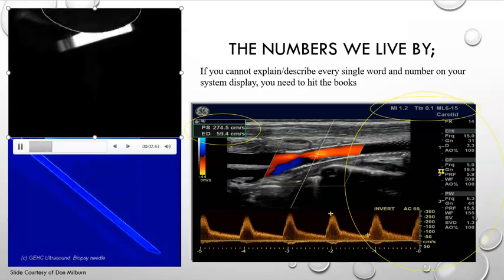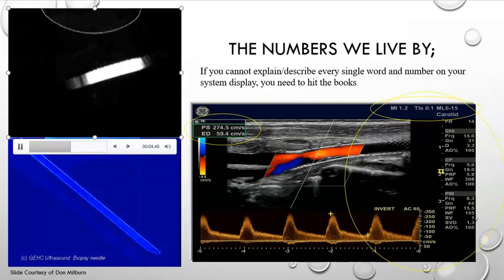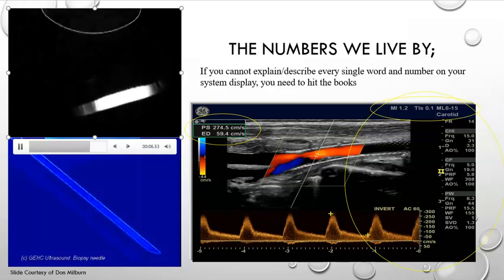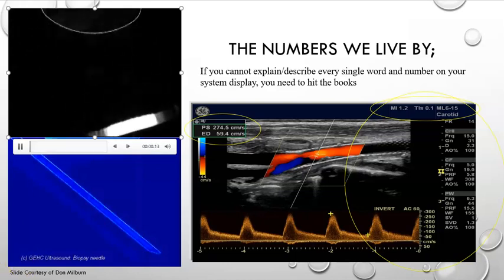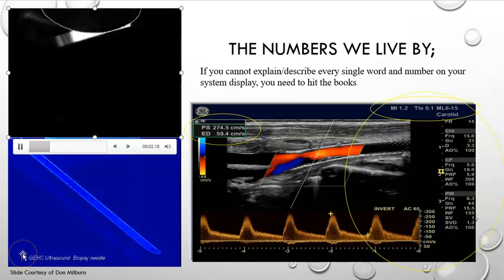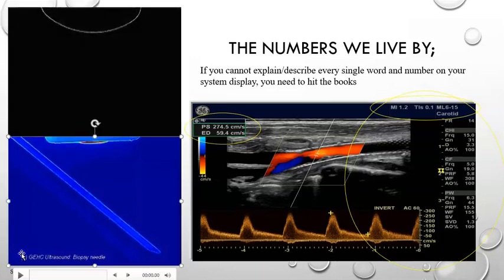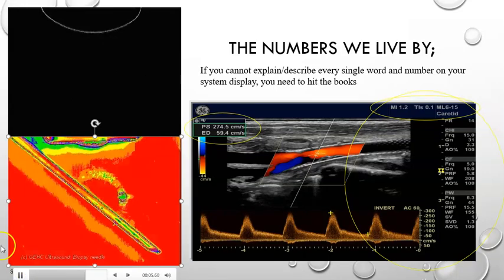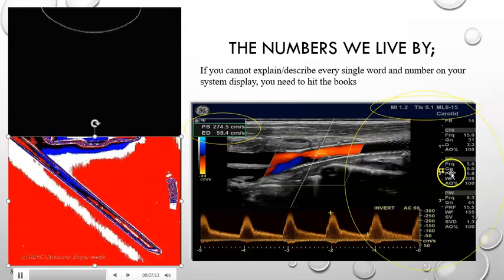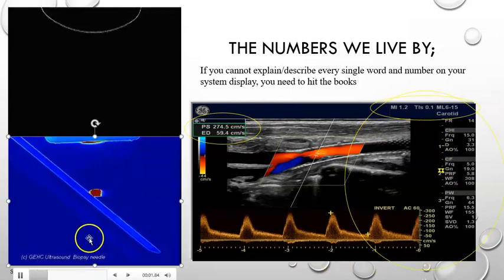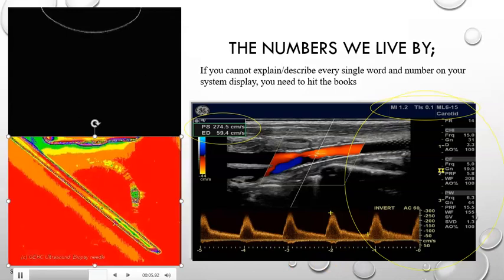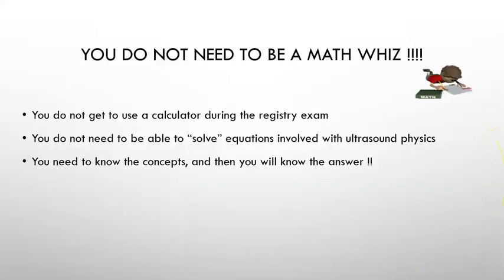These things only work one at a time. If you can't explain and you don't know what every single number on your system display is, then you need to go study some more math. Because you need to know what everything on the display is referring to. That is your job, part of your job. However, you don't need to be a math whiz in order to do that.